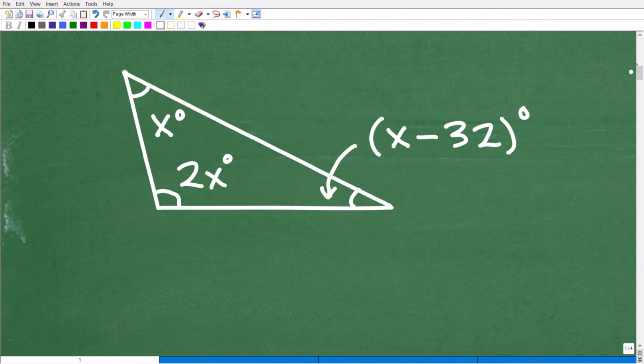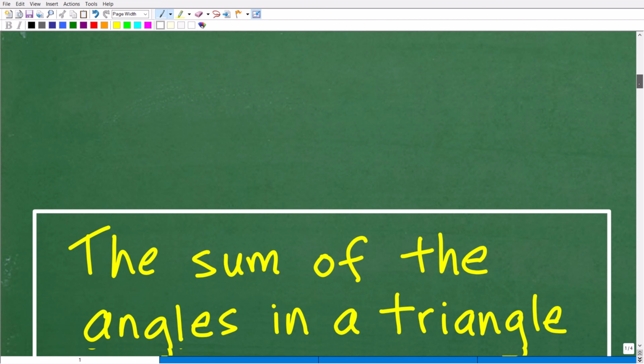Okay, so let's go ahead and get going here. What we need to do first is understand a super important property of triangles. If you don't understand this property, then you're not going to be able to solve this problem. That property has to do with the sum of the angles of any triangle. Well, what is it? Let me go ahead and show it to you.